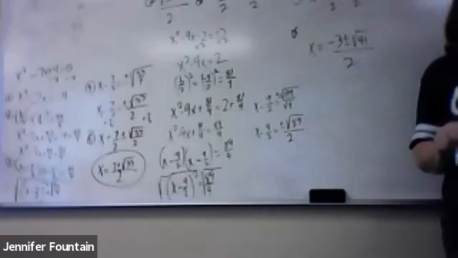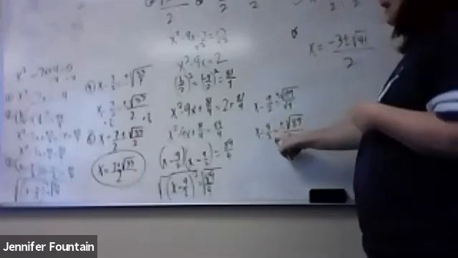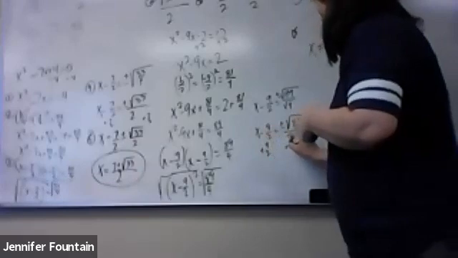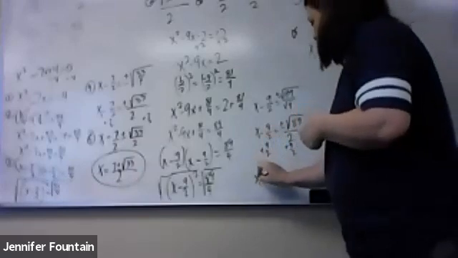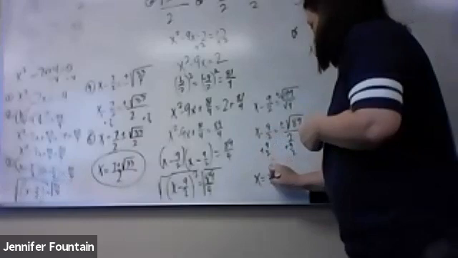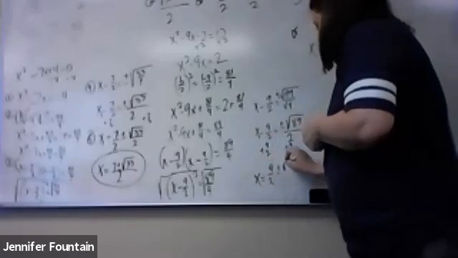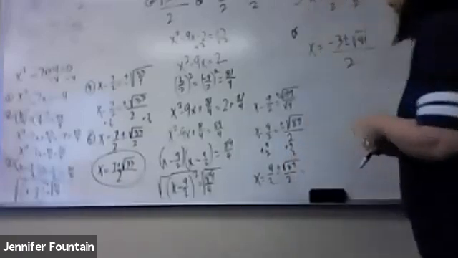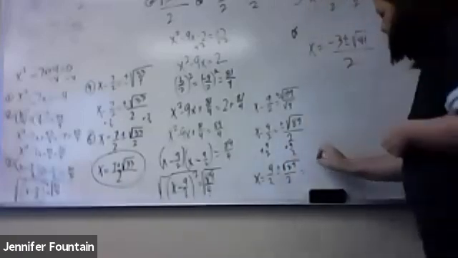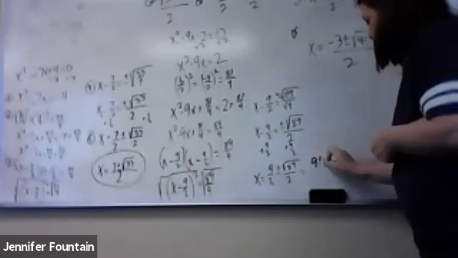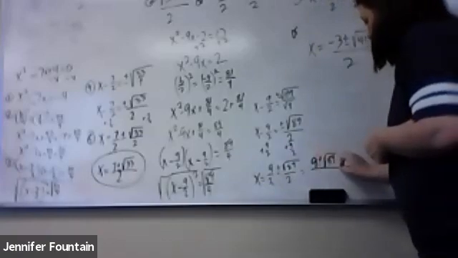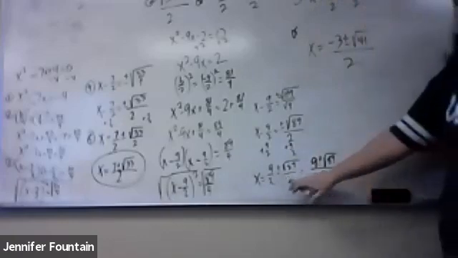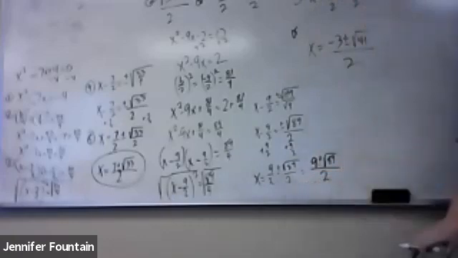Now I need to solve for x. So that means my minus 9 halves needs to move by adding 9 halves to each side. So x is equal to 9 over 2 plus or minus the square root of 89 over 2. And again, I can write this as 9 plus or minus the square root of 89 all over 2. So I can either keep it separated or I can combine it.